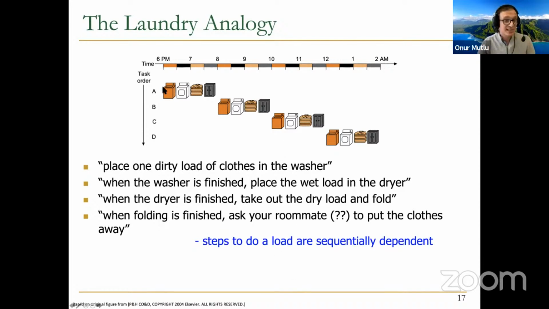Basically, steps to do a single load are sequentially dependent. You have to fetch the load and put it into the washer. Only after that you can dry it. Only after that you can fold it. Only after that you can put it into the drawer, right? No dependence between different loads in this case.